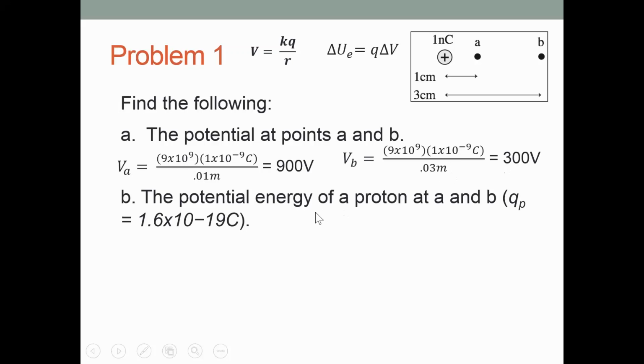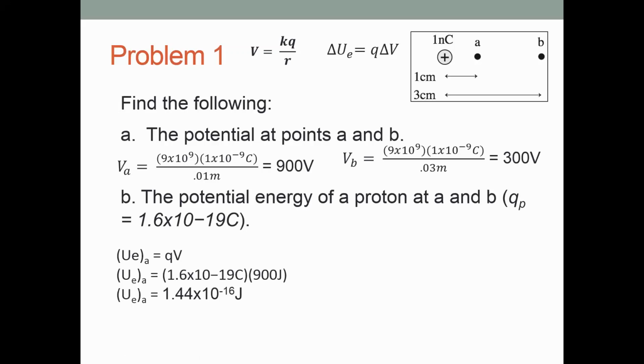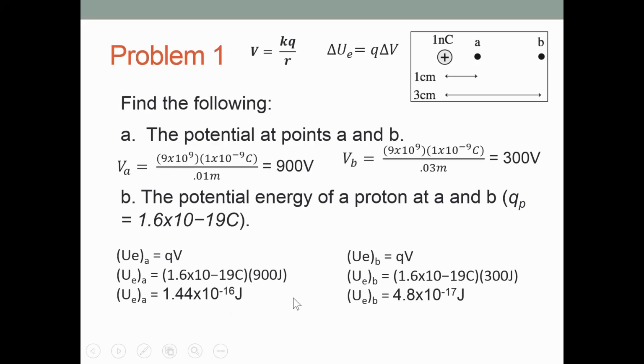So what is the potential energy of a proton at A and B? The definition on the equation sheet is the change in potential energy equals the charge times the change in potential. But if we're not looking at a change, we're just looking at what is the potential energy, we can write it as potential energy equals charge times potential. So we'll do that to find the potential energy at A and B. It's charge times the potential at A, and that gives us this value for the potential energy at A. And it's charge times the potential at B, which gives us this value for the potential energy at B.